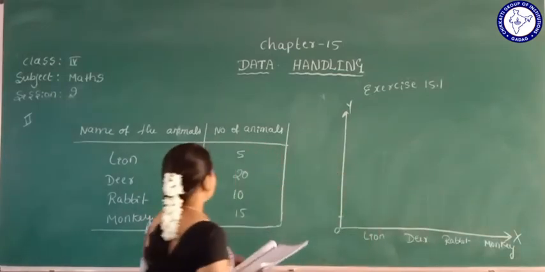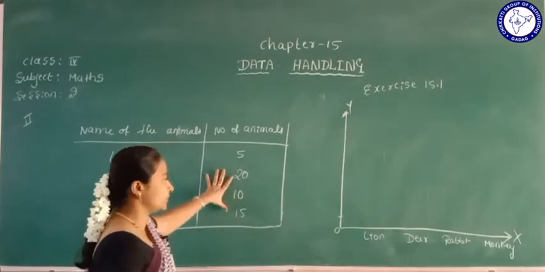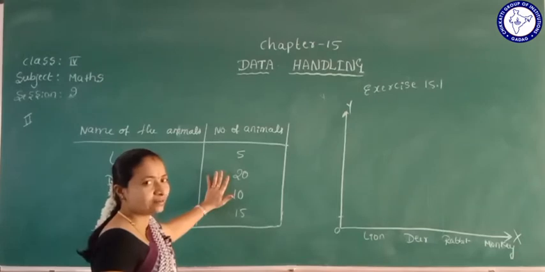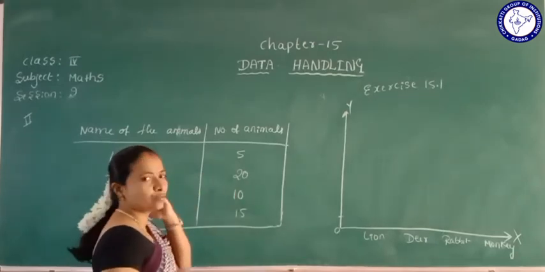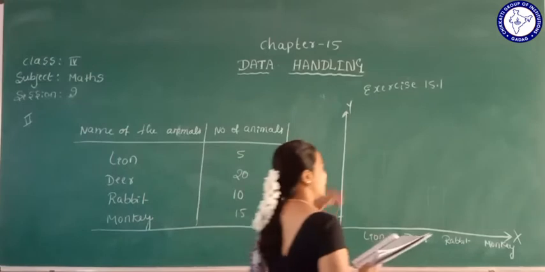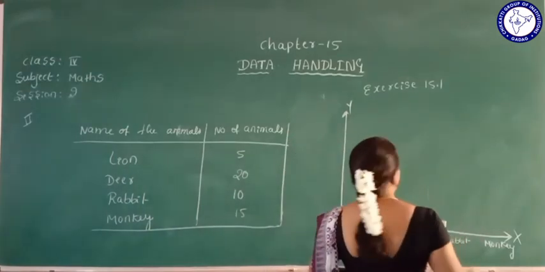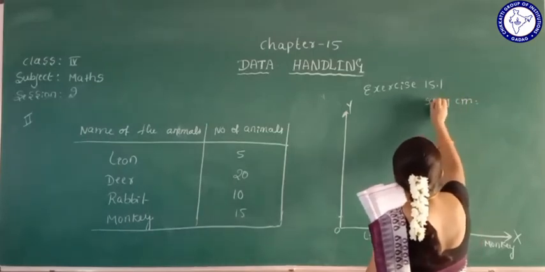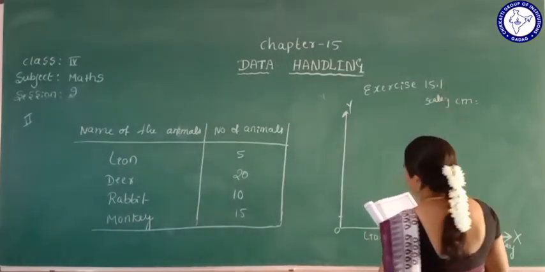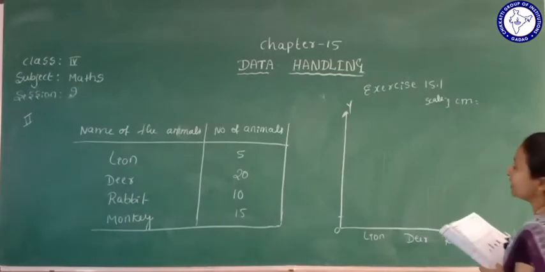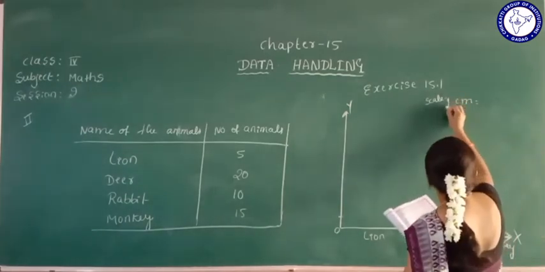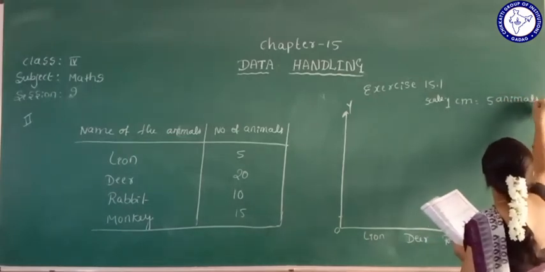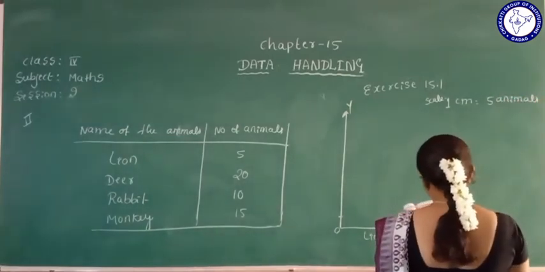So up to here, see students, 5, 10, up to 20 is very lengthy. It means the data is more. What can we take here? In that case we will use a scale. So the scale we will write here: 1 centimeter is equal to how many animals can we take? 1 centimeter is equal to 5 animals. Yes, 1 centimeter is equal to 5 animals we took.